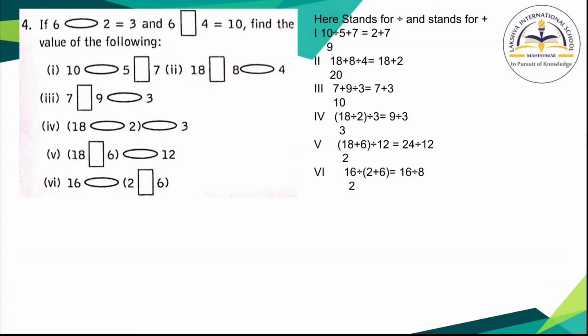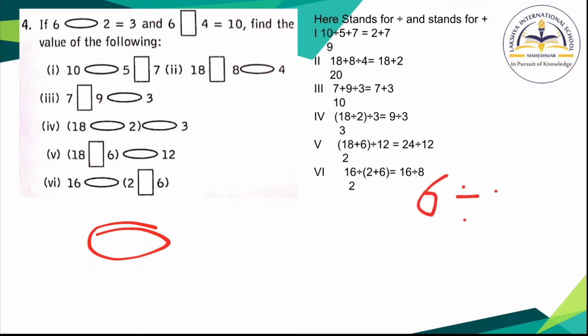Now question number 4. If 6 oval 2 equals 3 and 6 box 4 equals 10, find the value of the following. Here you have to see in place of the oval which operation we can use.